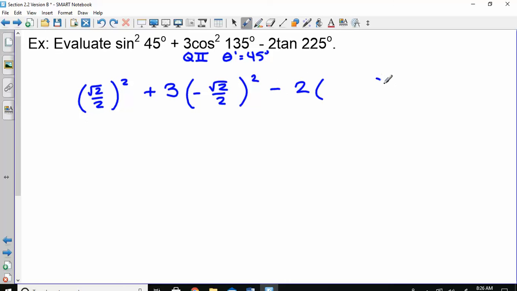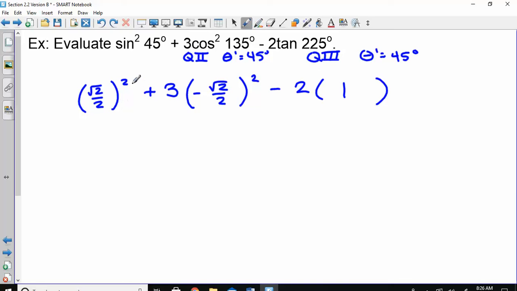2 times the tangent of 225. What quadrant is 225 in? Reference angle. What would we do? 225 minus 180, which is 45. In the third quadrant, is tangent positive or negative? Positive. And tangent of 45 is 1.